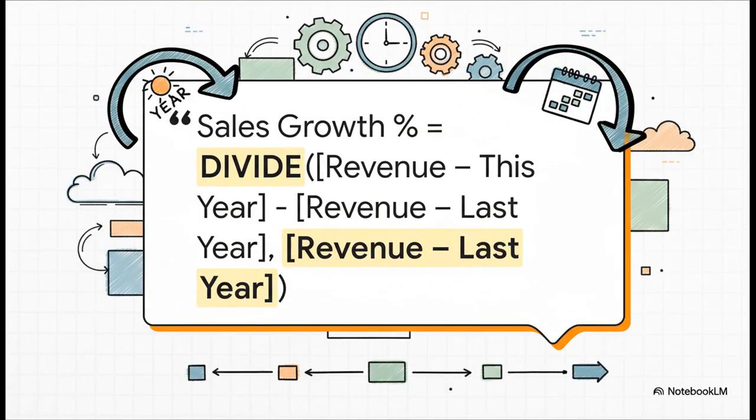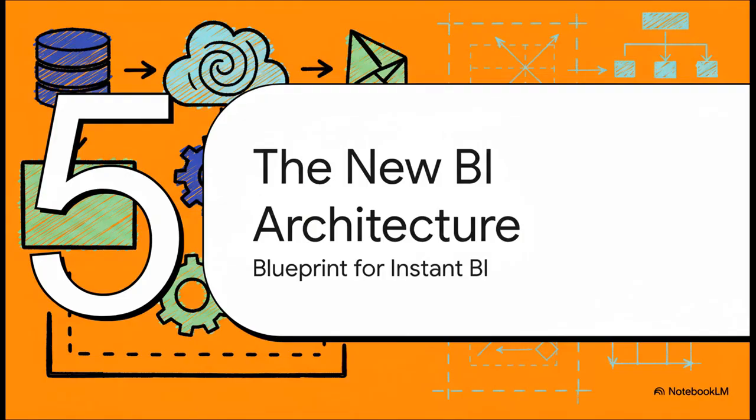And this is where it gets seriously powerful. You can run complex time intelligence calculations, like year-over-year sales growth with a single formula. The model already understands the time relationships you defined earlier, so you don't have to build these crazy complex joins. It just works.